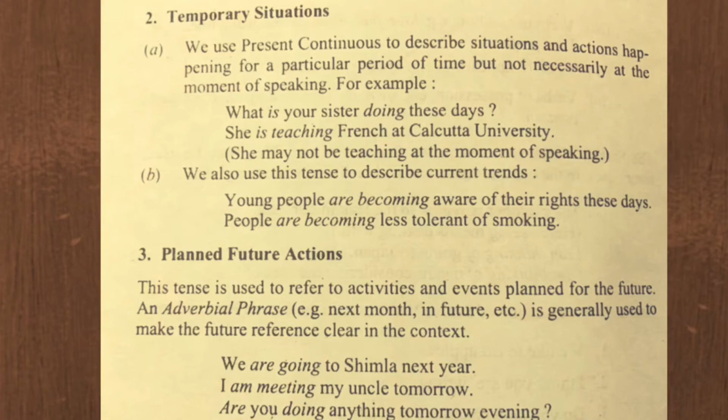Point 3. Planned future actions. Present continuous tense is used to refer to activities and events planned for the future. An adverbial phrase, for example, next month, in future, etc., is generally used to make the future reference clear in the context. For example, we are going to Shimla next year. I am meeting my uncle tomorrow. Are you doing anything tomorrow evening?